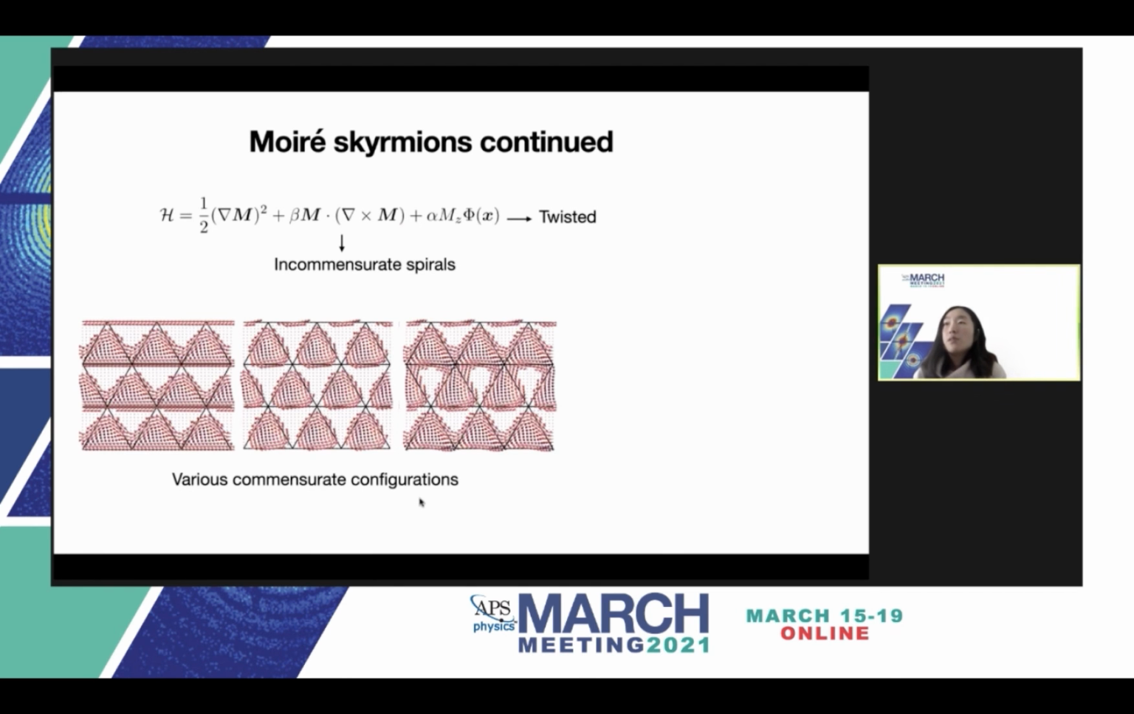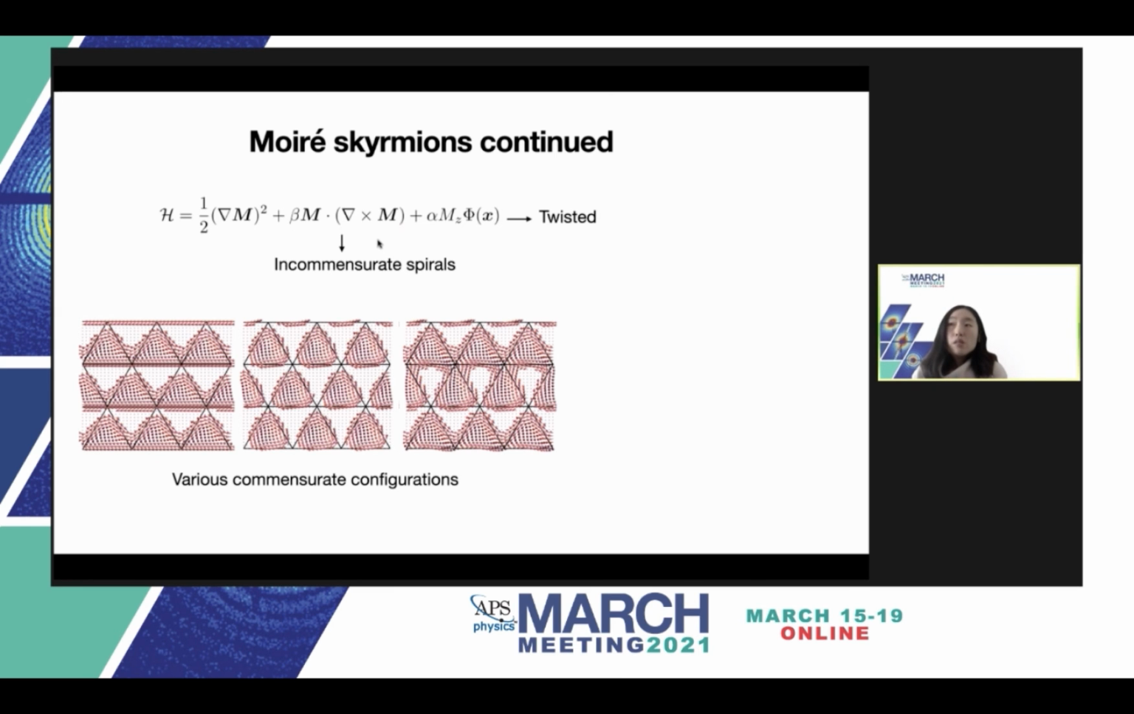So in this Hamiltonian, the kinetic term favors uniform magnetization. The DM term itself prefers spirals with periods depending on this parameter beta, while the Moire potential again favors a twisted configuration. So there is a competition between the alpha and beta terms, leading to a possible commensurate-incommensurate transition.